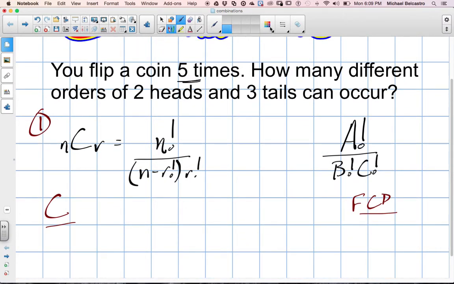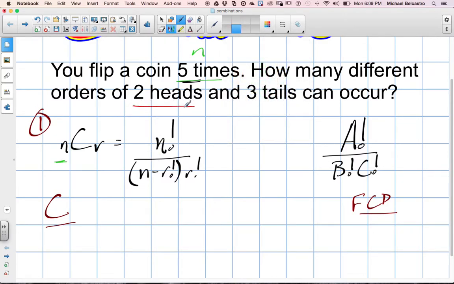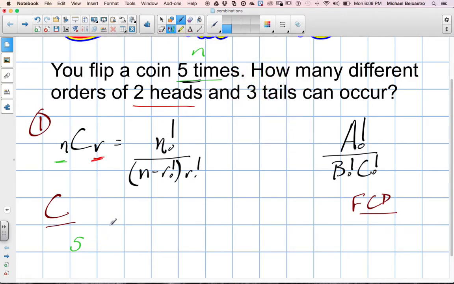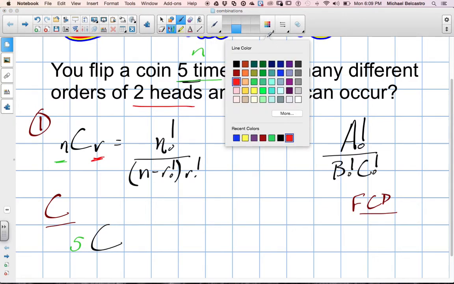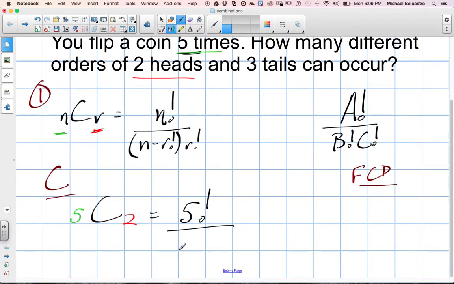Our total number of times will be our n value. Okay. So this is our n. And we'll just say that red will be our r. We're looking for 2 heads, so that would be our r value. So we have 5 choose 2, okay? And the formula ends up being 5 factorial over 5 subtract 2.